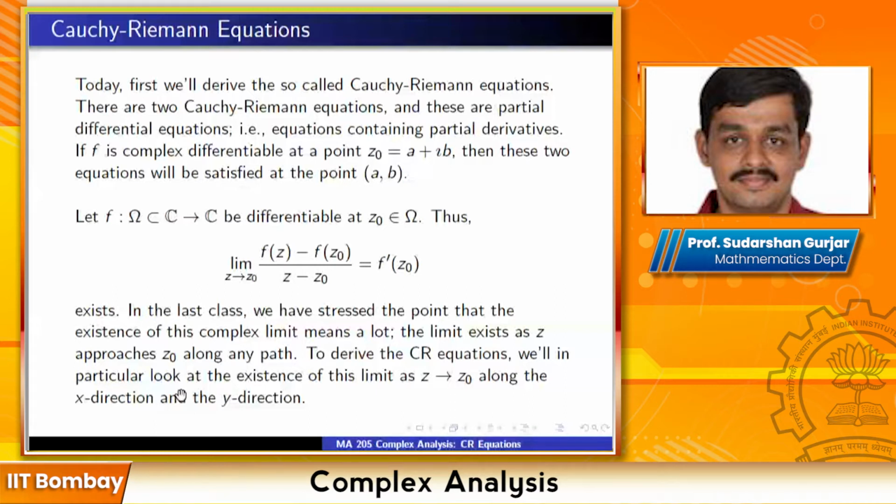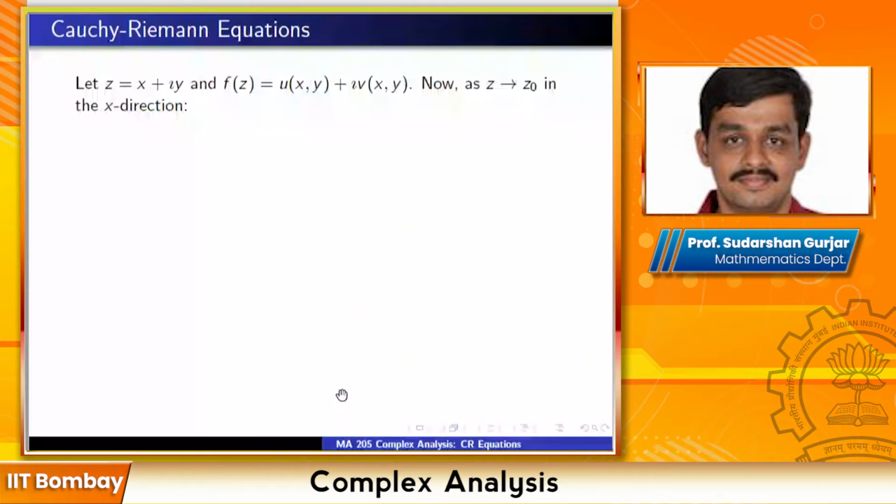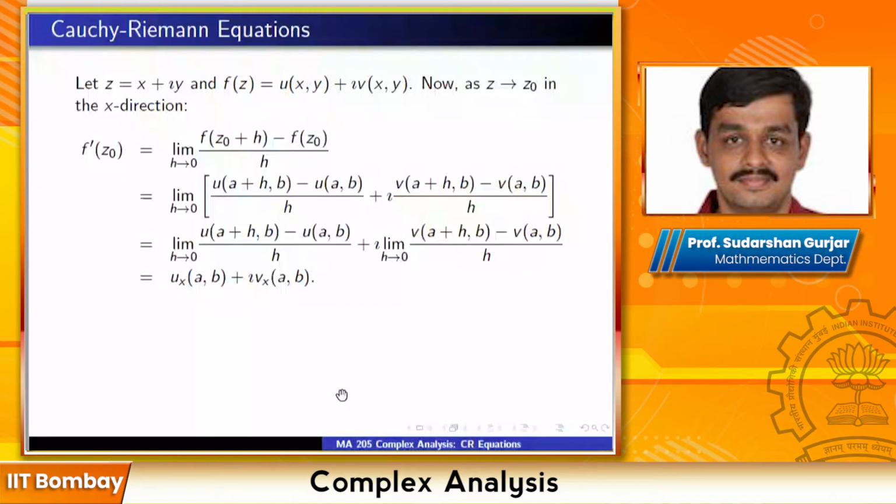And to derive the Cauchy-Riemann equations, we will in particular look at the existence of this limit as z tends to z0 along the x direction and the y direction. So z is equal to x plus iy. f(z) I can separate into real and imaginary parts as u(x,y) plus i times v(x,y). Now as z tends to z0 in the x direction, let's compute f prime z0. By definition, this will be the limit of (f(z0 plus h) minus f(z0)) upon h, as h tends to 0, where h is a real number tending to 0 along the real axis.